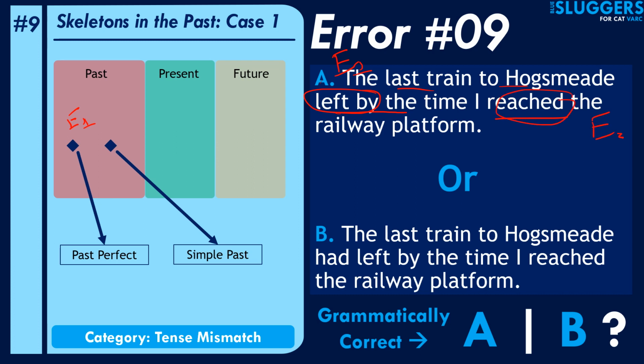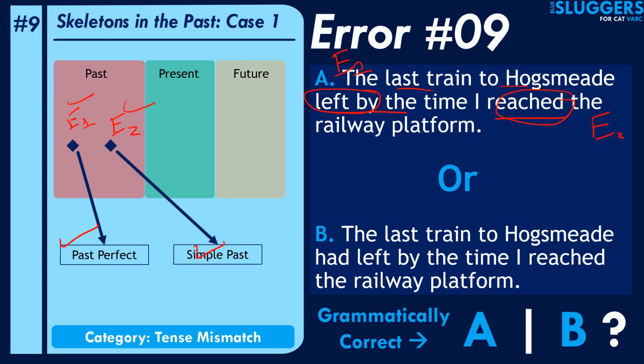So now both of these events, it's quite clear that they are both in the past and they have not happened simultaneously. There was some difference between them in the timeline. So this is your event 2. And it's also obvious that event 1 took place before event 2. That means the train had already left before the person reached the platform. So in such a case, the rule applies, and according to the rule, you'd want to use the past perfect form for the first event and the simple past form for the second event.